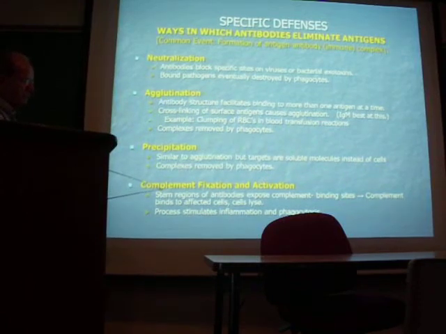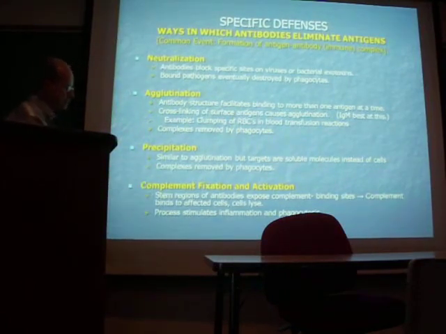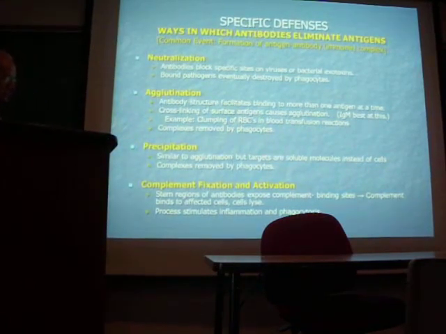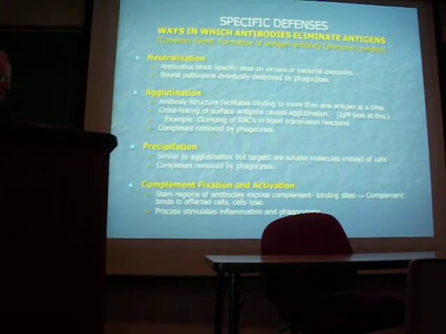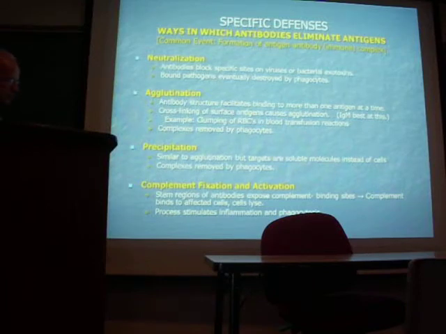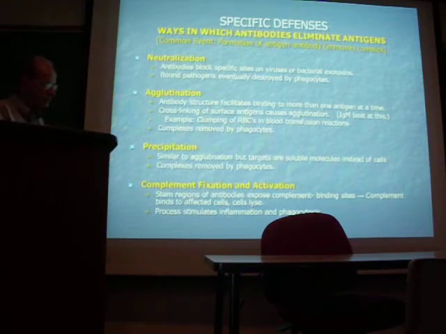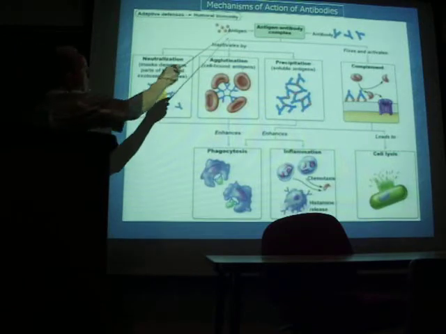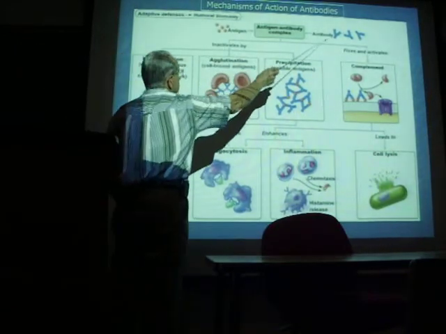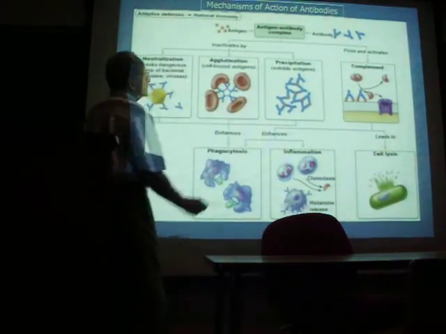And then we have complement fixation and activation. The stem regions of antibodies are responsible for this. And this process also stimulates inflammation and phagocytosis. So let's look at a pictorial display of how this works. So here's the antigen, here's the antibody attacking it. We have an antigen-antibody complex.